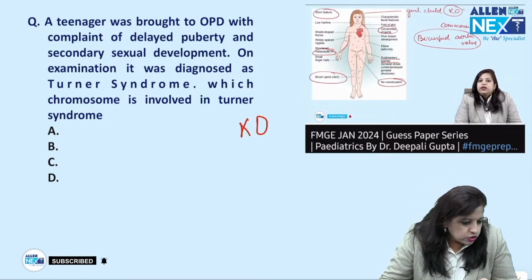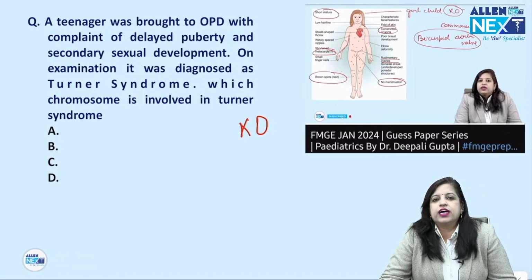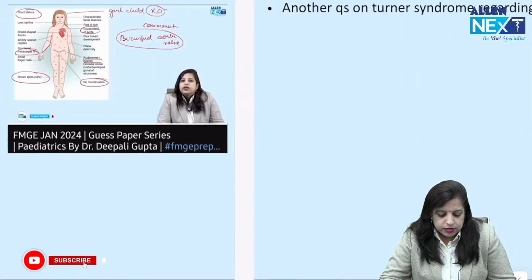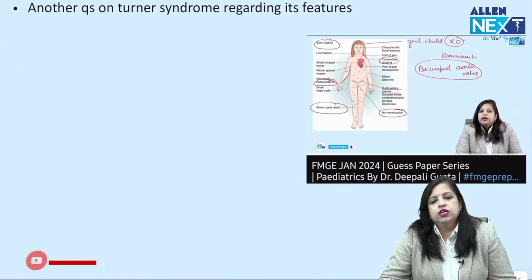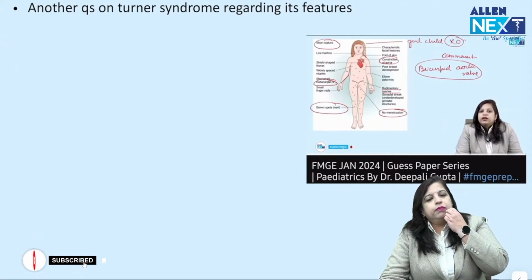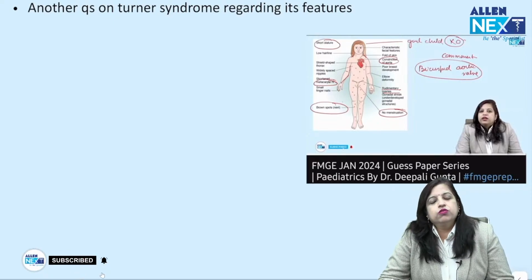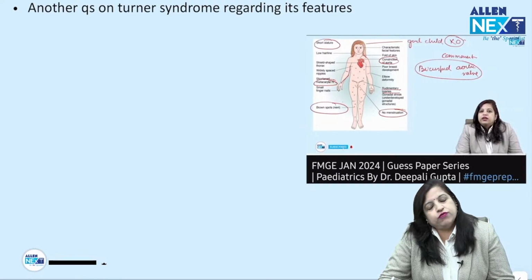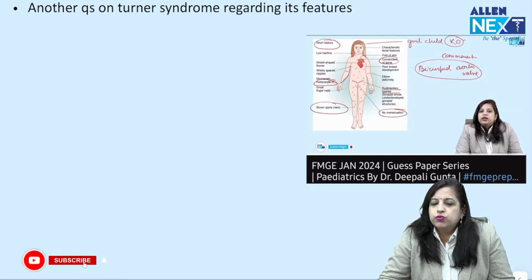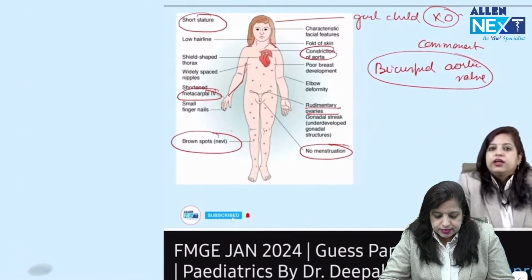So that was one question. This was the question which had come. And the second question which came with regards to Turner syndrome was regarding its features. One of the students told me that, ma'am, many features were given regarding Turner syndrome, but only one was right, and the one which was right was webbing of the neck. So of course, yes, that student is absolutely correct. Webbing of the neck is a feature of Turner syndrome. We had discussed it in detail.